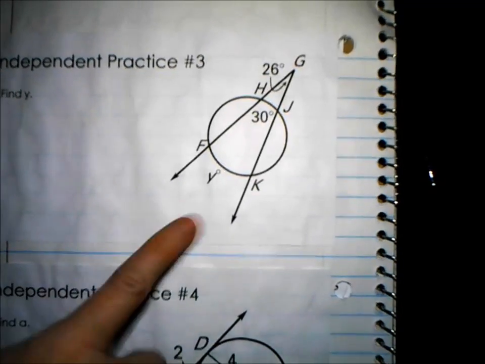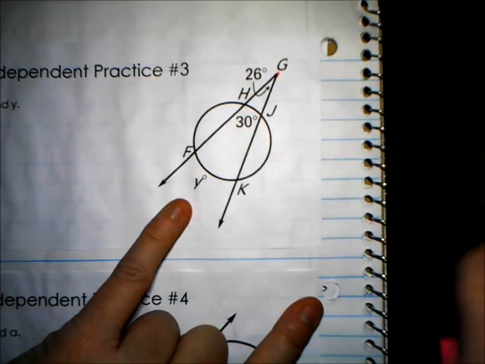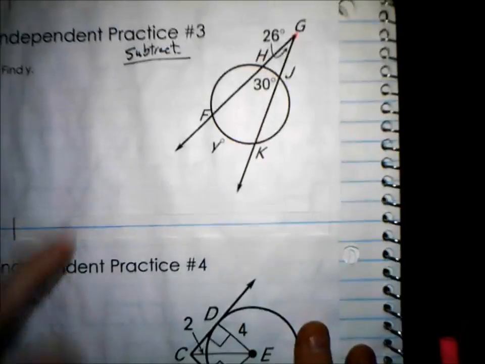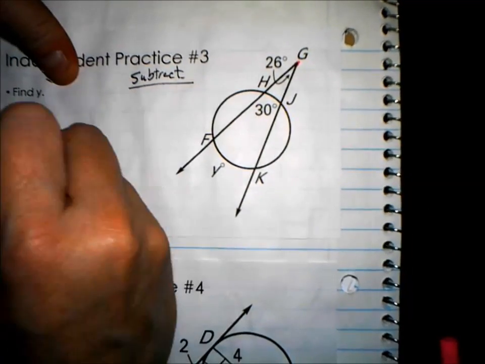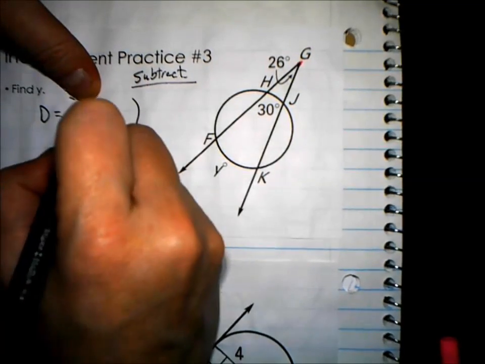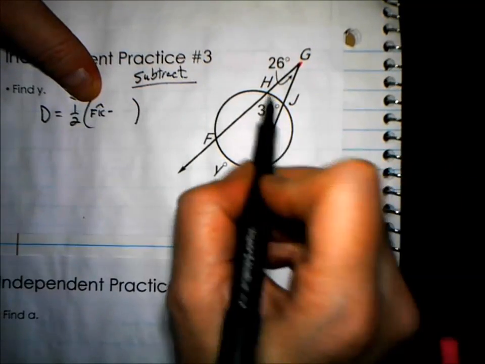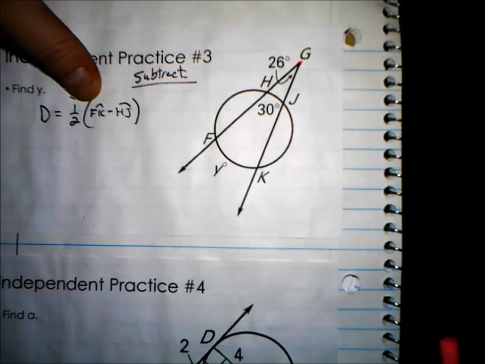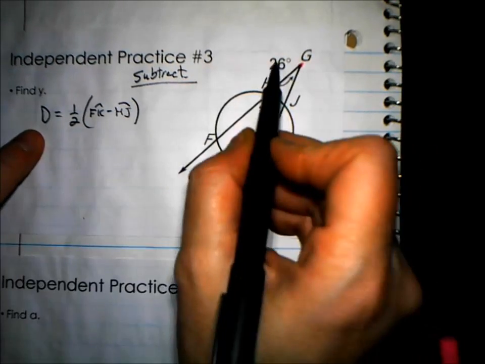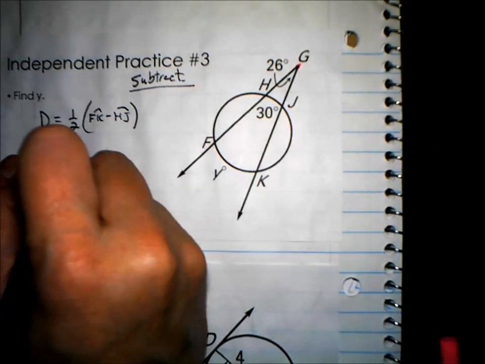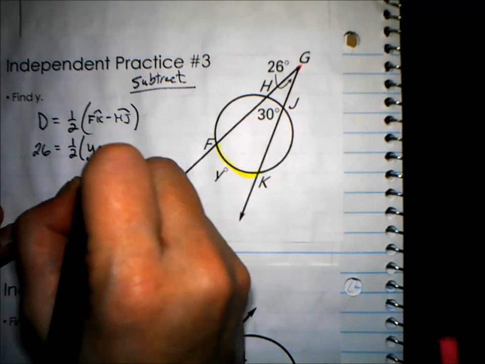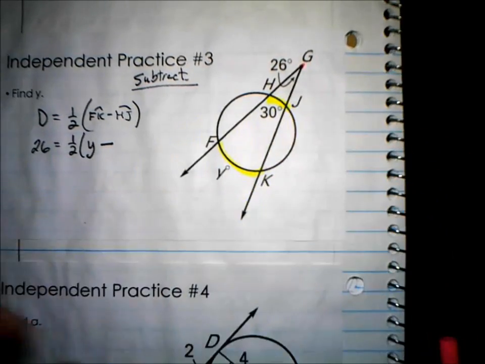Alright, on number 3, this is intersecting outside, so that means I'm dealing with a subtraction problem. If I'm looking at my formula, I know the degree will equal 1/2 of my arcs, FK, minus the smaller arc, which is HJ. So if I'm filling things in, the degree I know is 26 degrees. I have the 1/2. FK, I don't know what it is, it's just a letter Y, minus the smaller one, that is 30.